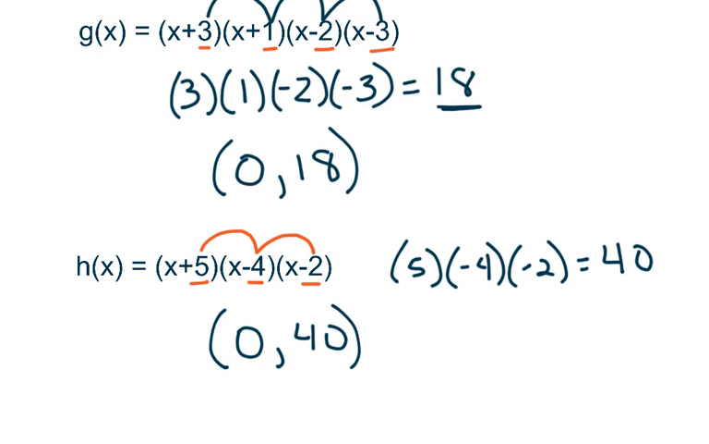Now, if there was an a value up here in front, whether it was a negative or a number, we would also have to distribute that to all of those numbers. So that's all you have to do in factored form to find your y-intercept.